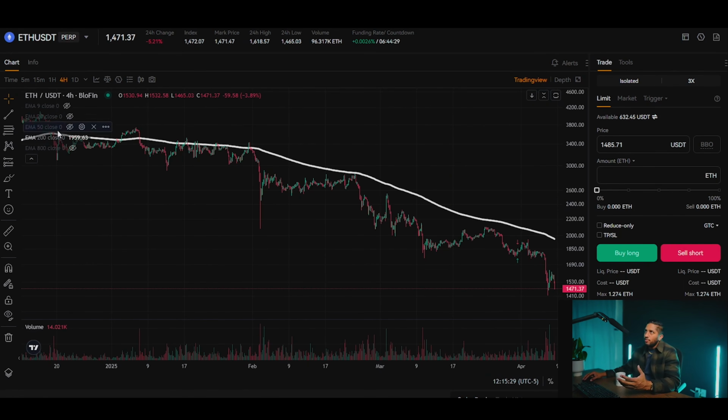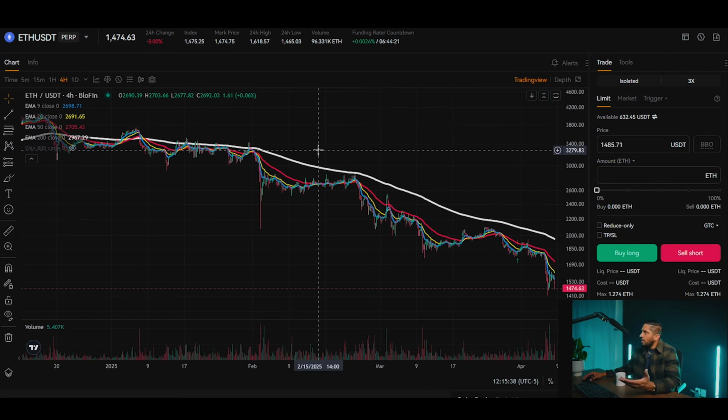When you use all of these things together, it tells a story. The 9 tells me what's happening right now. The 50 shows me the short to mid-term trend, and the 200 gives me the bigger picture. Using these moving averages is only one tool in the arsenal of indicators, but it is the first one that I would recommend mastering. It can help you avoid fake outs and know when to enter and exit. They don't predict the future, but they make reading the market a lot easier.